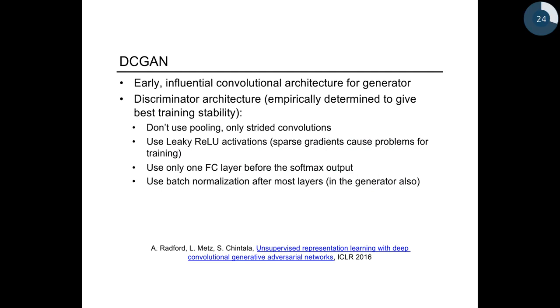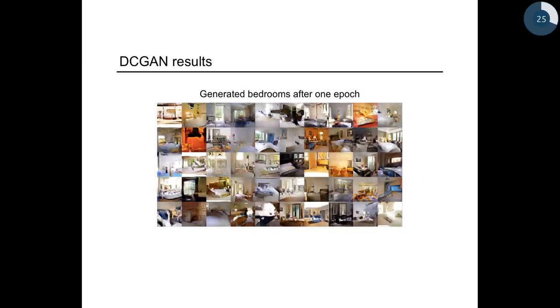The discriminator architecture is empirically determined to give the best training stability. We don't use pooling and only use strided convolutions. We use leaky ReLU activations, because sparse gradients cause problems for training. And we use only one fully connected layer before the softmax output. We also use batch normalization after most layers in this discriminator as well as in the generator.